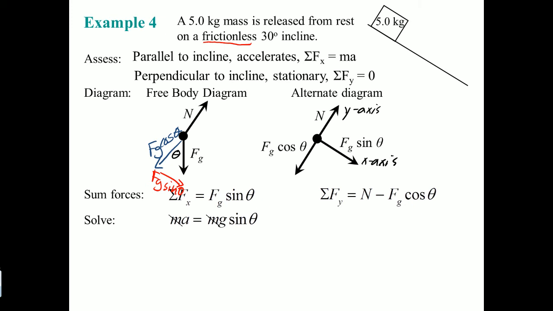Fx is equal to ma. That's what we said here because it's accelerating. So ma is equal to Fg sine theta. The masses cancel out. a is equal to g times sine theta. a is equal to 4.9 meters per second squared.